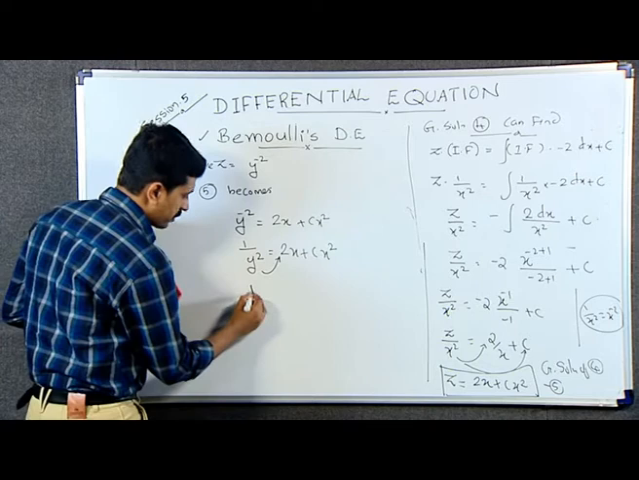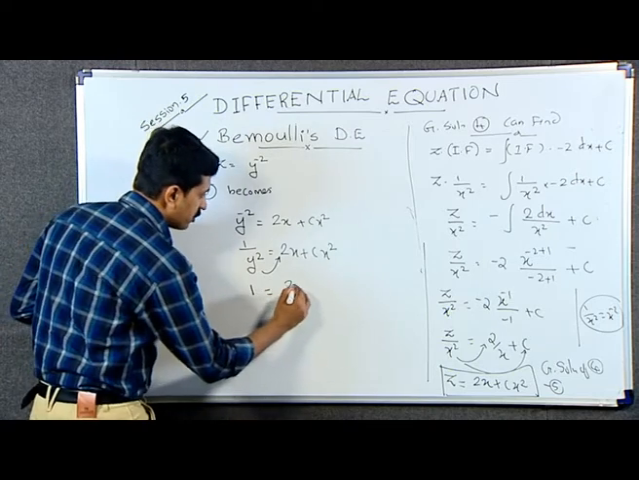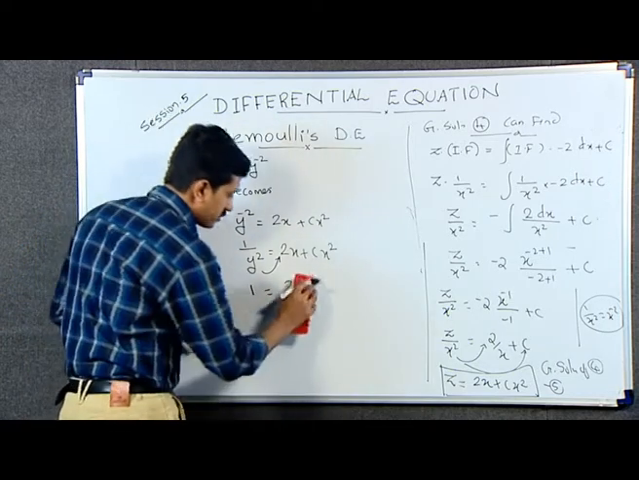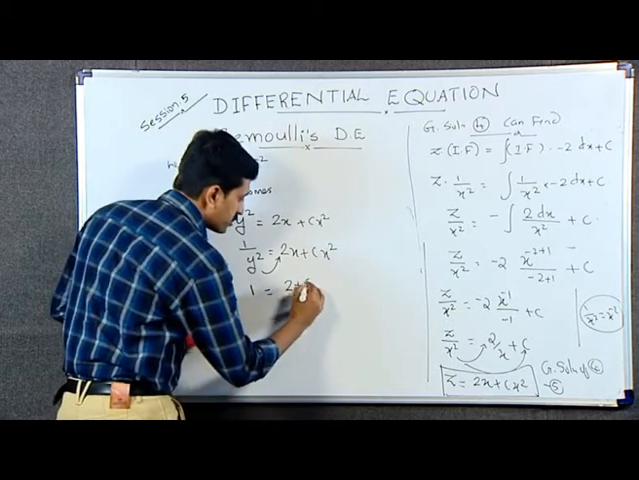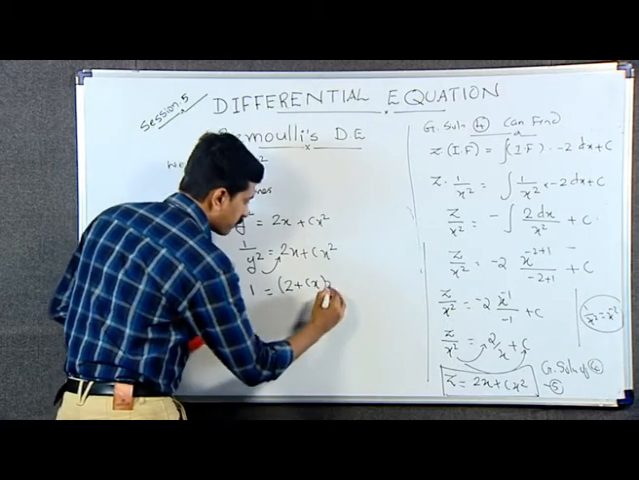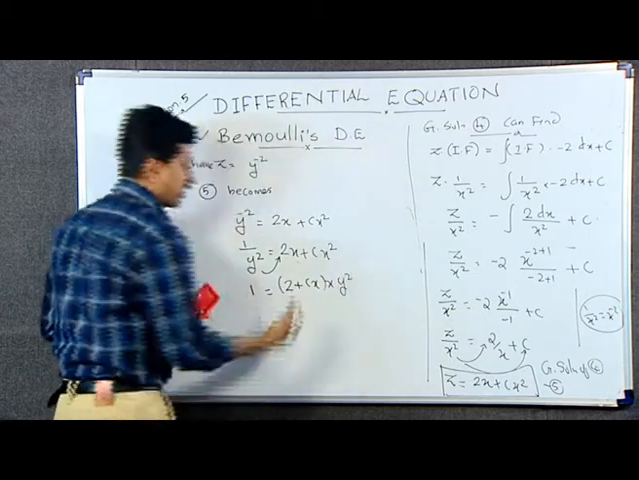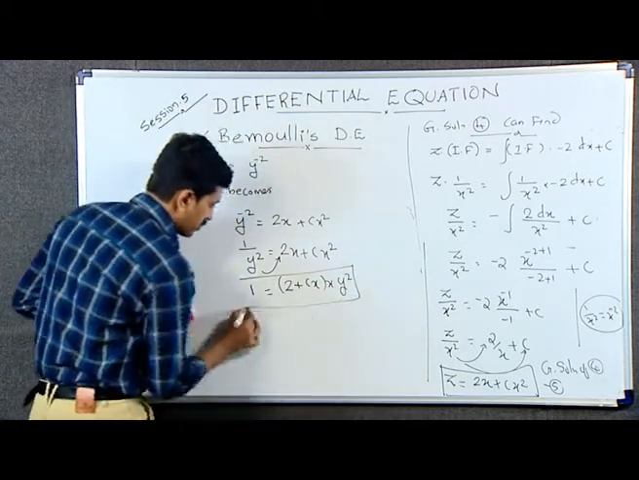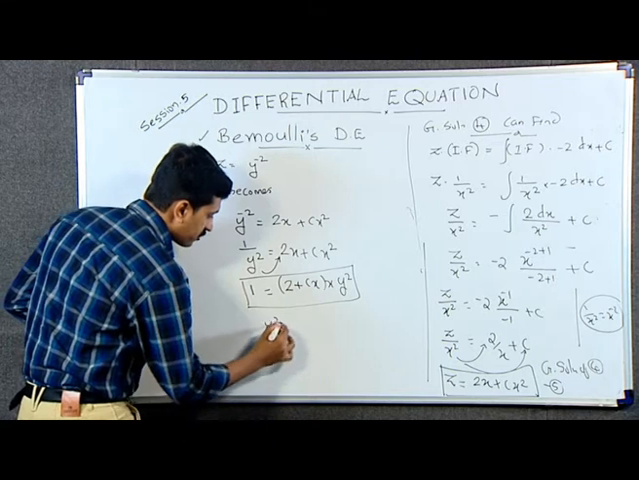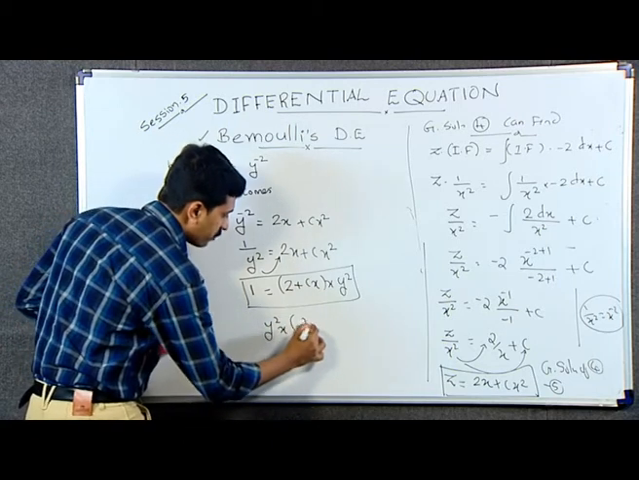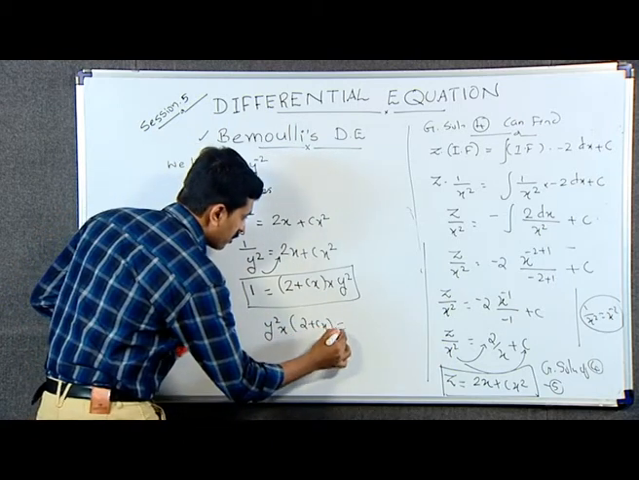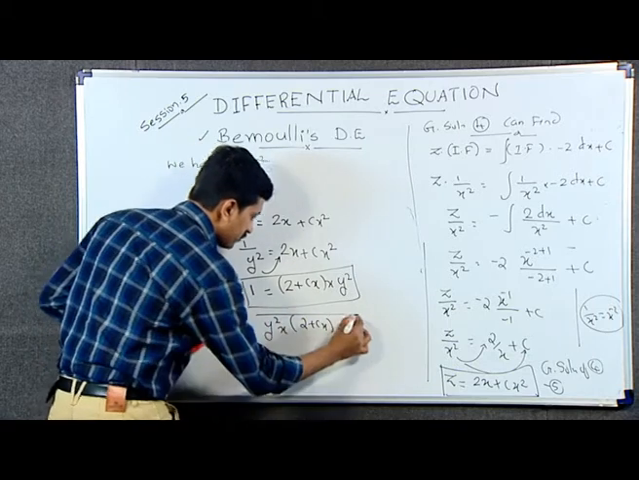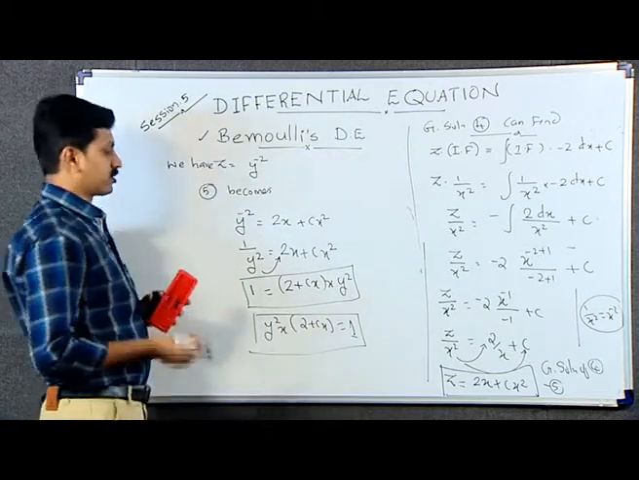Therefore, we can rewrite this as 1 is equal to 2 plus c x, taking x out, times x y square. That is, this is the general solution: y square into x into 2 plus c x is equal to 1. This is the general solution of 1.